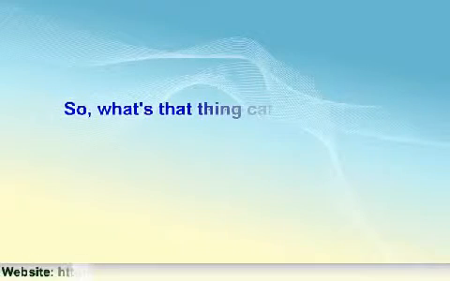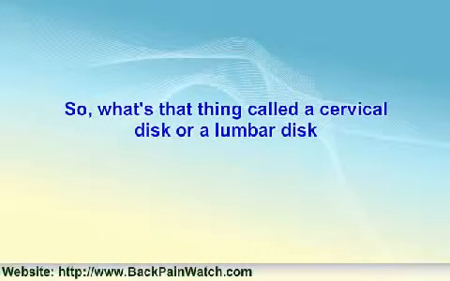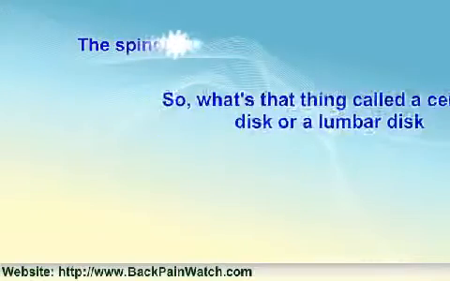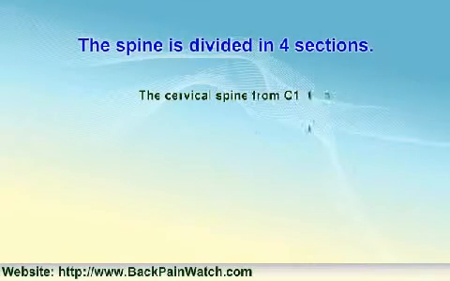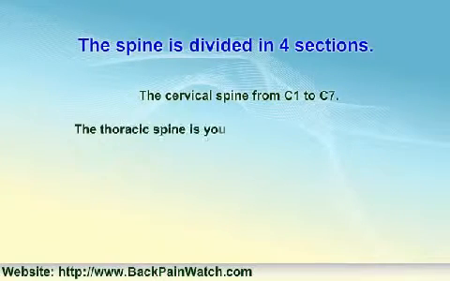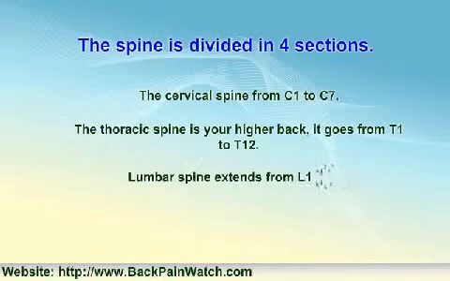So, what's the thing called a cervical disc or a lumbar disc? A point of anatomy: the spine is divided into cervical spine, thoracic spine and lumbar spine. The thoracic spine is your higher back, and it extends from T1, thoracic 1, to T12, thoracic 12. Your lumbar spine extends from L1, lumbar 1, to L5, lumbar 5.